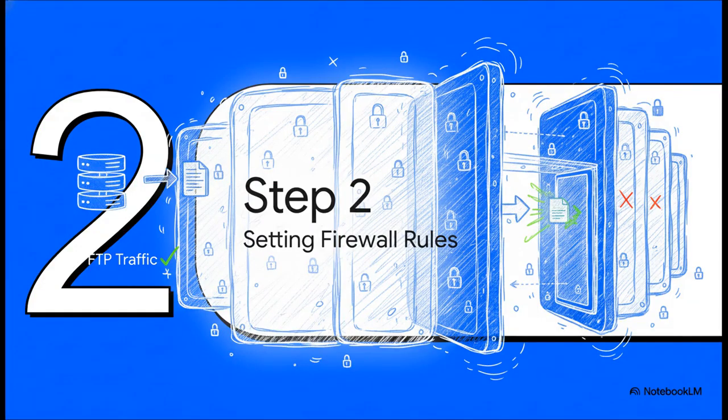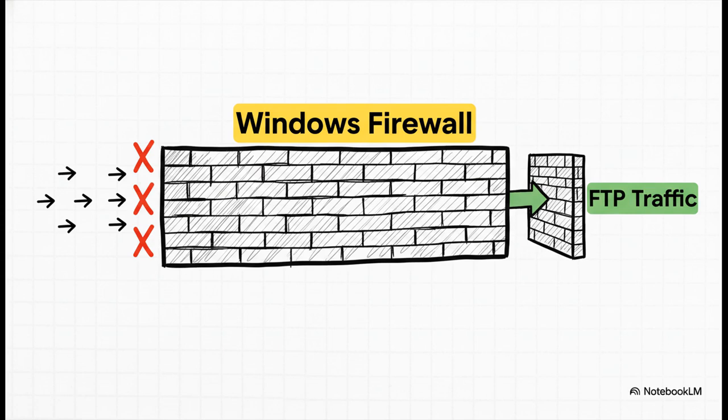Okay, so the service is installed, but, and this is a big but, if you try to connect right now, it would totally fail. And that's because of your PC's digital gatekeeper, the Windows firewall. We need to go in and tell it to let FTP traffic through. See, by default, your firewall is designed to be super protective. It blocks pretty much all incoming connections to keep your PC safe. So what we need to do is create a very specific exception just for our FTP server. We're essentially telling the firewall, hey, it's cool, let this FTP traffic through.